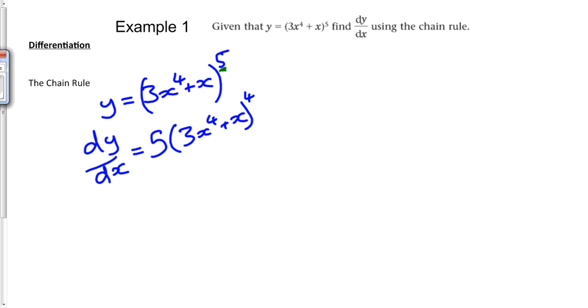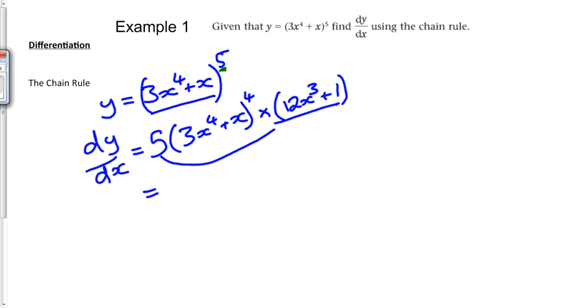Now it's never going to be quite that simple. So what we also need to do is multiply that by whatever's inside the brackets differentiated. So if we differentiate inside the brackets, we get 12x to the power of 3 plus 1. And then we can simplify that by multiplying what we just differentiated inside by the number outside there to get 60x to the power of 3 plus 5 multiplied by 3x to the power of 4 plus x all to the power of 4.